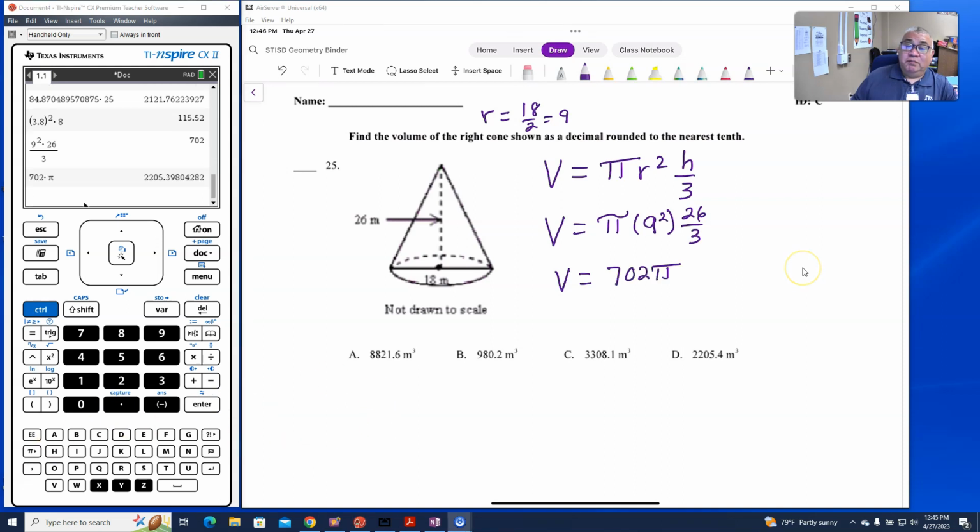I paused there for a minute, but I noticed that it didn't say to leave it in terms of pi. So this one you're going to have to multiply times pi, and when I multiplied, I got 2,205.4 meters cubed.